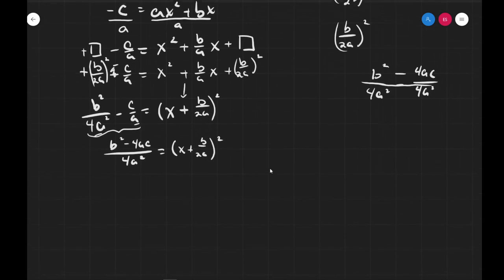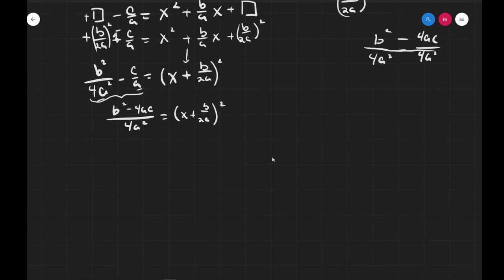Scrolling up. So then we want to take and get this guy by itself. So we're going to take the square root of both sides. So when we take the square root of the left side, we can split that square root over onto the top. So square root of b squared minus 4ac over the square root of 4a squared.